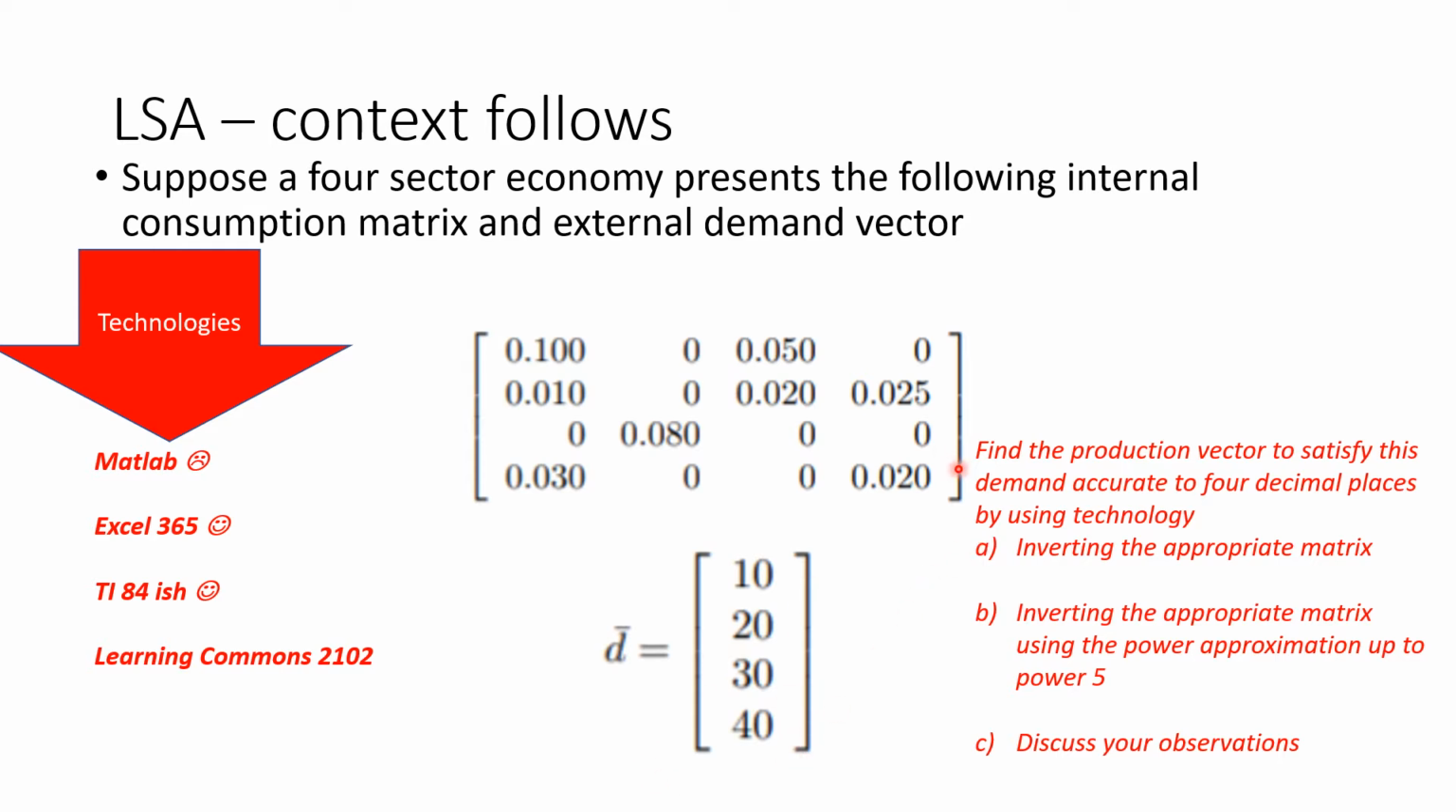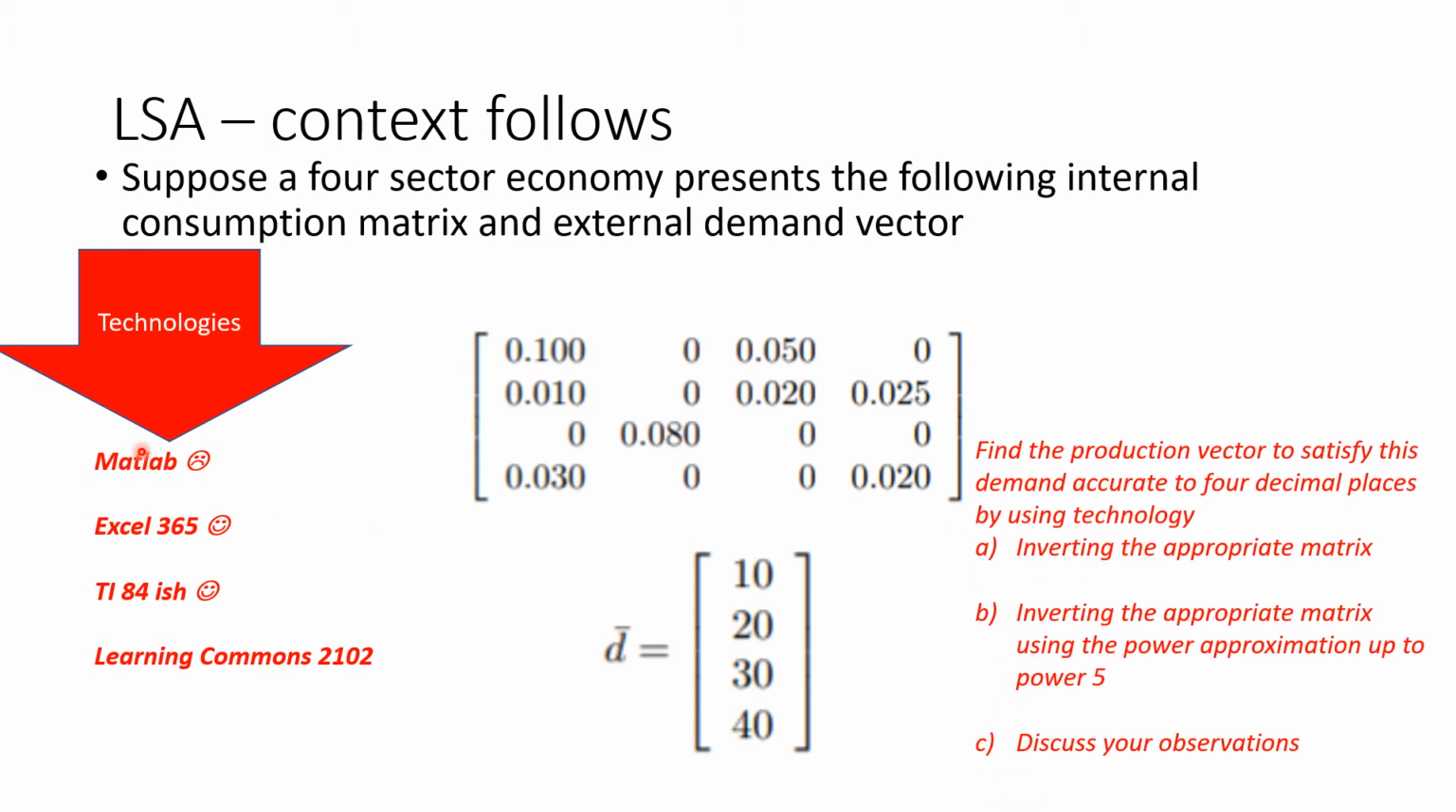Now what you're supposed to do with this is find the production vector to satisfy this demand, accurate to 4 decimal places. And I'm allowing you to use technology, and with these numbers you really probably should be using technology. And so part A, I want you to just invert the appropriate matrix. And actually it's not this one, it's one related to that, but invert the appropriate matrix. And then part B, I'm asking you to invert the appropriate matrix, but using the power approximation with the powers going up to 5. And then compare the two and discuss your observations.